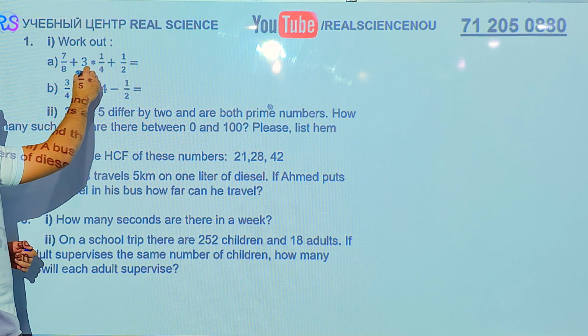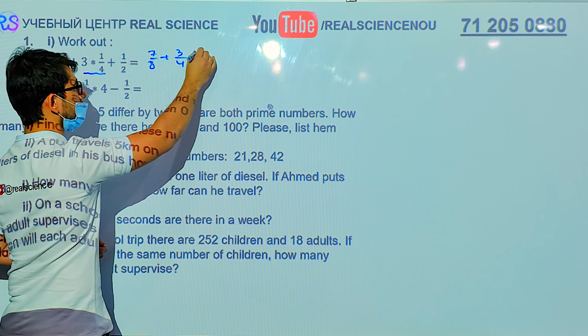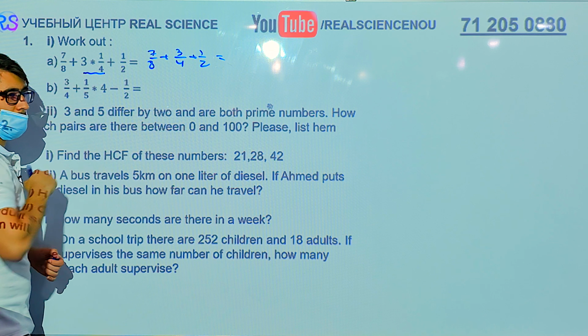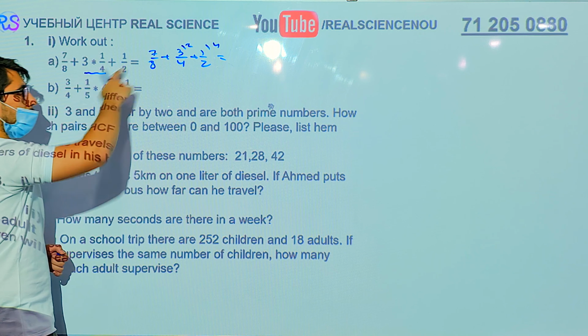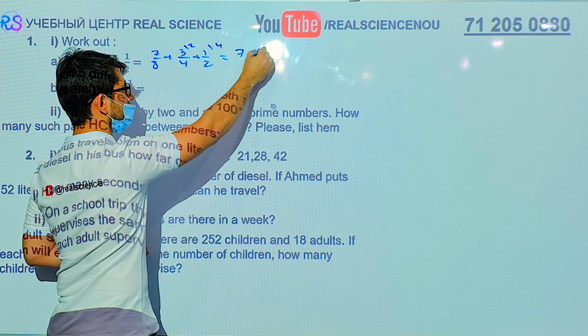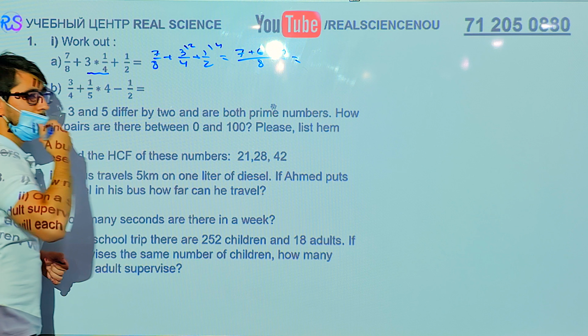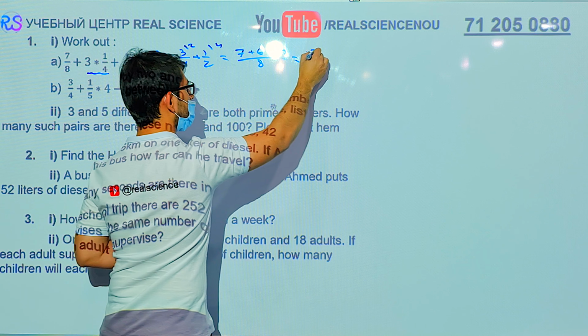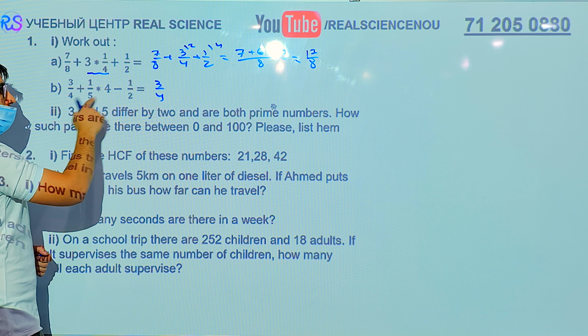According to BIDMAS, you have to multiply first. 7 over 8 plus 3 over 4 plus 1 over 2. And you're going to provide a common denominator, 2 times, right? 4 times 7, plus 3 multiplied by 2, 6, plus 4 over 8. And 17 over 8, right?